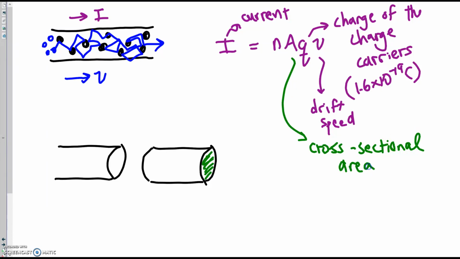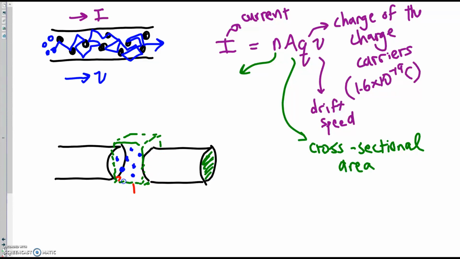And what about N? You might think N is just the number of charge carriers, the number of electrons in the wire, but it's a little bit more complicated. Here are the charge carriers flowing past. If you were to cut out 1 cubic meter, like this, and you counted inside that cubic meter, what's the number of carriers per cubic meter?